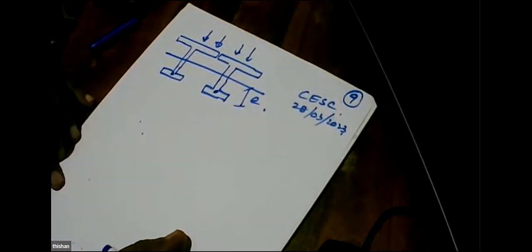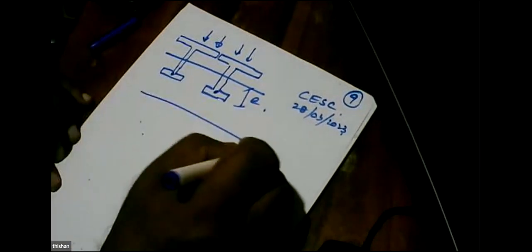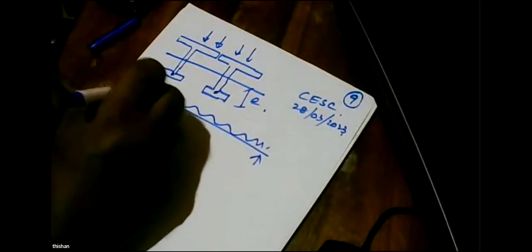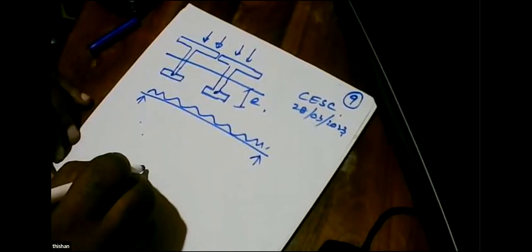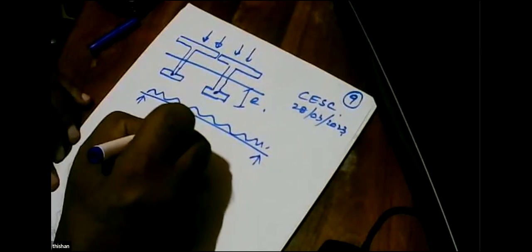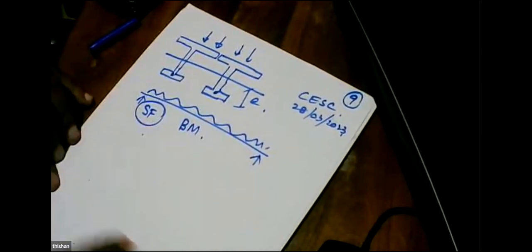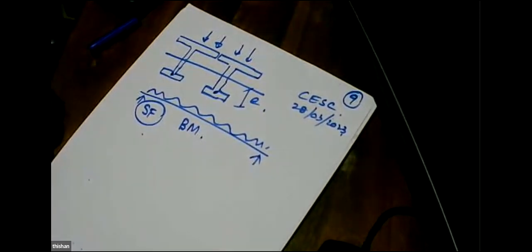And why we need a web is when we have a beam subjected to flexion, you get a bending moment and a shear. To resist this shear, we like to have a web as well.